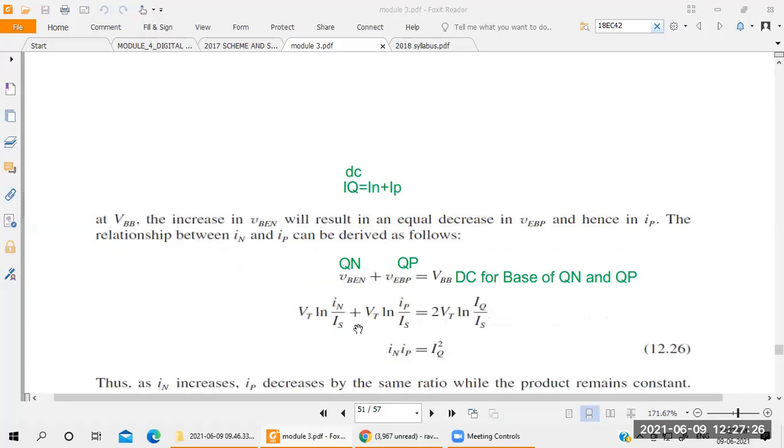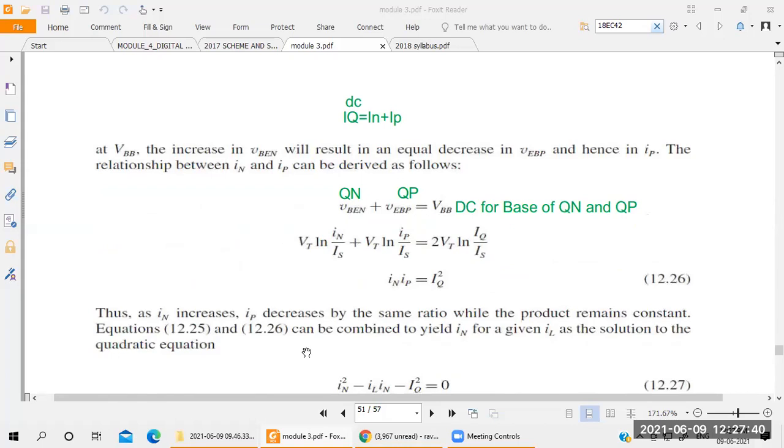Then simplify this term here. We get IN into IP divided by IQ square. After simplification, what do we get? IN into IP should be equal to IQ square. So IN increases, IP decreases by this ratio of the product. See here, you take IN outside. What will we get? IQ square divided by IP. So IN increases, IP decreases by the product of DC current. Understood?